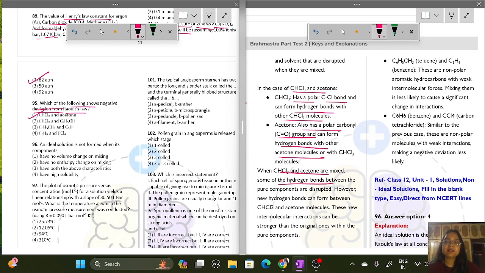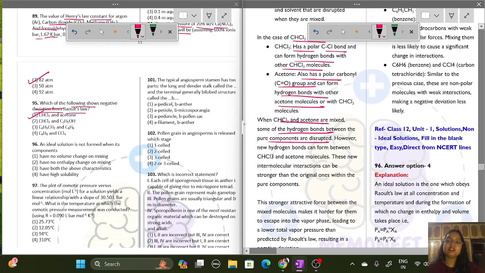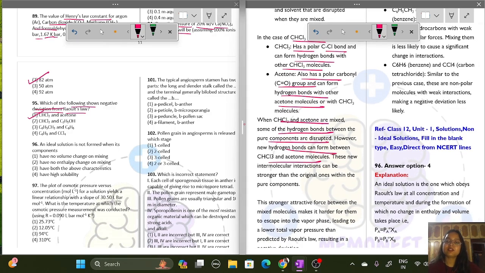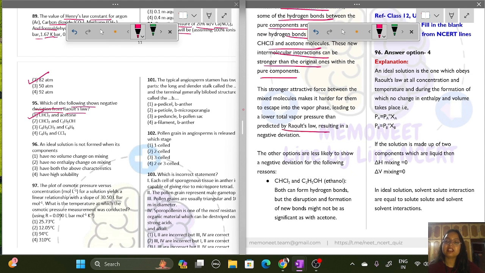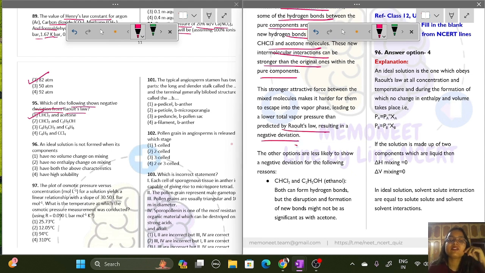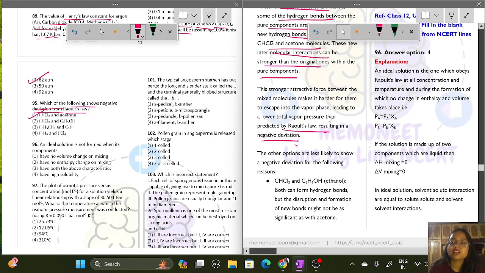So when these two are mixed, some hydrogen bonds between the pure components are disrupted. However, new hydrogen bonds can form between these two, and the intermolecular forces are stronger. So these stronger forces of attraction will result in a negative Raoult's law deviation. Option number 1.